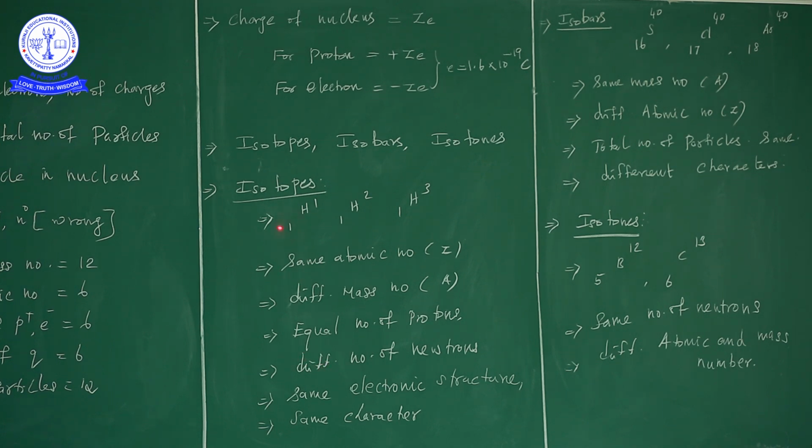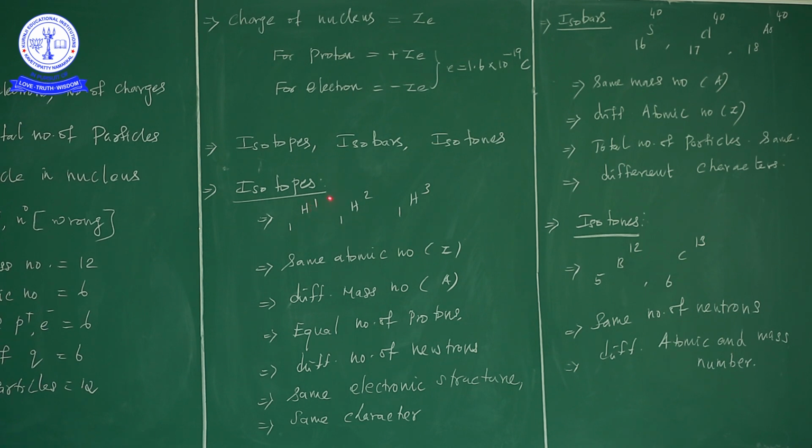So இங்கே பார்த்தீங்க அப்படின்னா 1H1க்கு number of protons 1 அப்படின்னா number of electrons 1. இந்த 1H2க்கு number of protons 1 அப்படின்னா number of electrons 1. 1H3க்கு number of protons 1னா number of electrons 1. So all the 3 isotopes will have an equal number of protons. In addition, they will have an equal number of electrons. So that's why all have the same electronic structure.